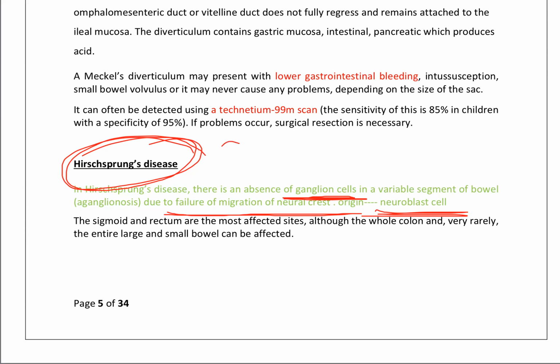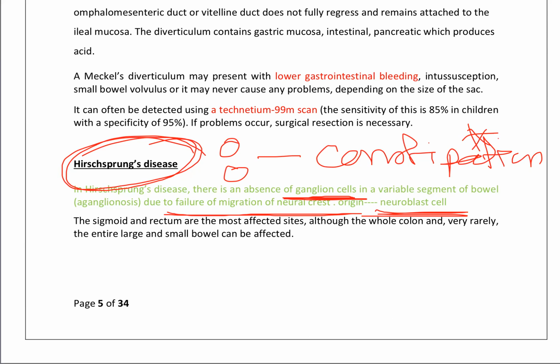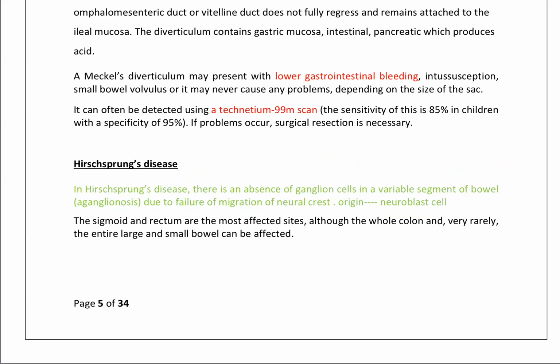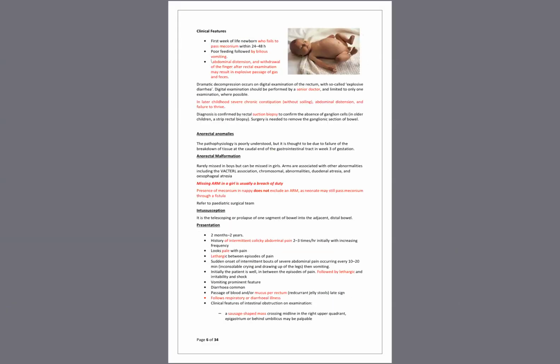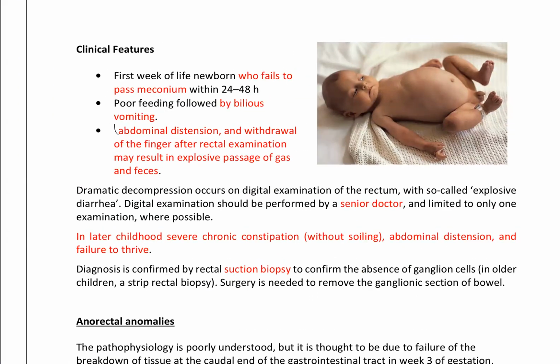So the main presentation of Hirschsprung's disease is constipation. Very severe constipation. This is the most important thing. But you know that the severity of Hirschsprung's disease could be variable. The absence of ganglionic cells could involve the whole colon or even the small bowel. Very important thing is Hirschsprung's disease.